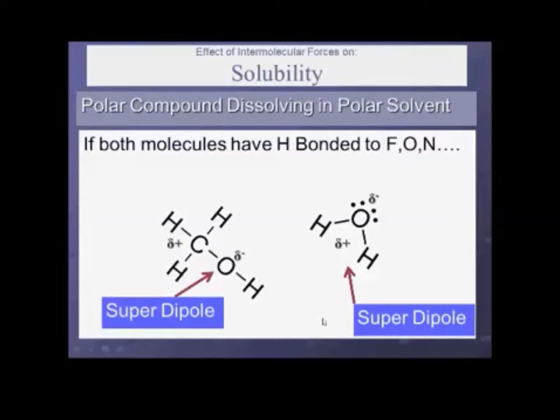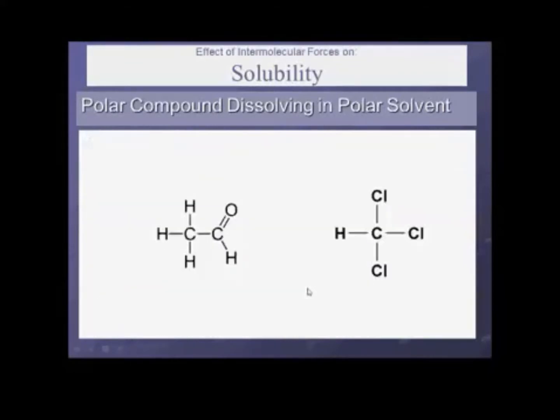So if I mix these two things together, are they going to be attracted to each other? Well, of course they are, because there's going to be a hydrogen bonding that occurs here because of your super dipole to super dipole attraction. And that's going to be very comparable to the hydrogen bonding within the water molecules. So whether this molecule of water is attracted to another molecule of water or whether it's attracted to the methanol that we have here, it's all the same. It's all the same force. So they're easily going to mix and intersperse and dissolve with each other.